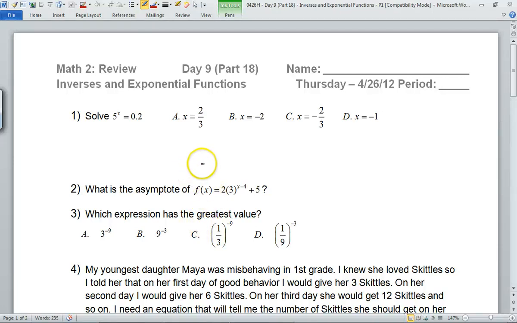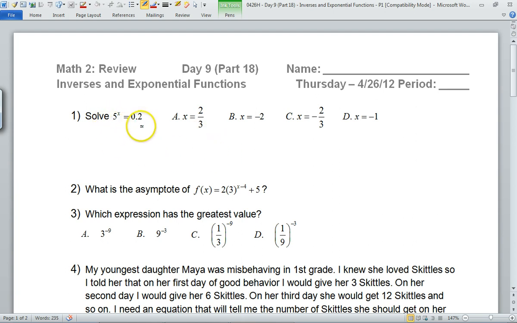Okay, part 18. We have to solve this equation. I'm going to show you this in two ways. I'm going to show you the proper way that I taught you the first time, and then I'm going to show you a way that's not very intelligent, but if you forgot the proper way, you could use it to get the right answer because it's a multiple choice test.